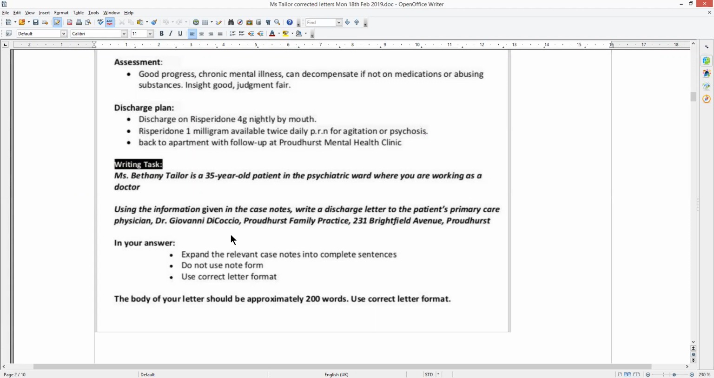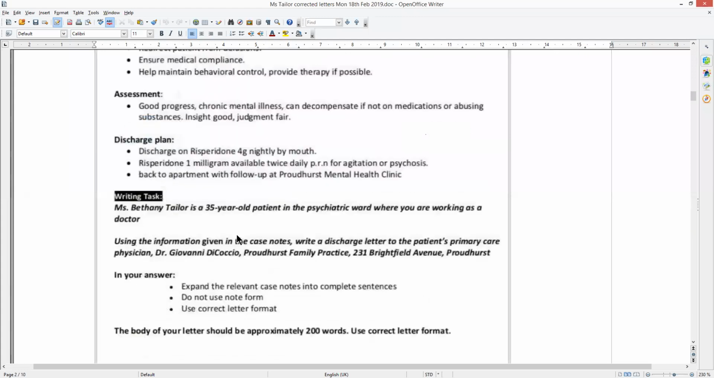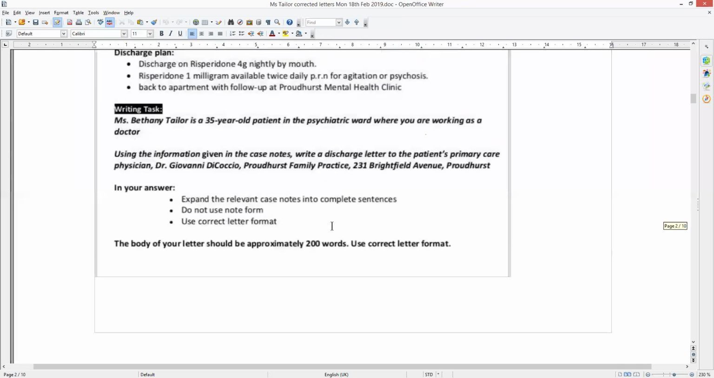So she's been in the psychiatric ward and you're writing to her own GP. So that therefore means, again, we don't have to include a lot of background information because the GP should already know this. Yeah. So that's one thing that the task has told us immediately: what is relevant for this particular case.